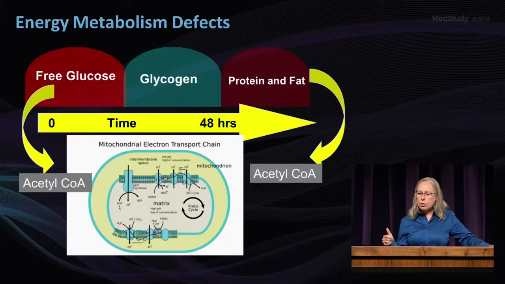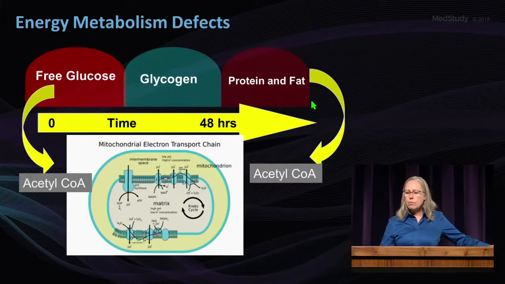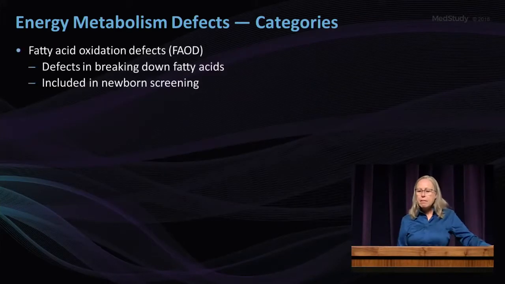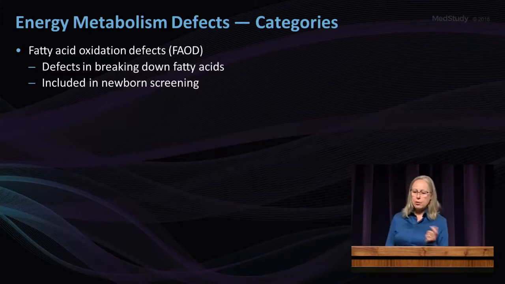Problems with glucose, glycogen, proteins and fats in our mitochondria. So our long-term fasts give us problems with proteins and fats. Glycogen has problems with short-term fasts. Mitochondria, I love my mitochondria, I hate mitochondrial diseases. They present like everything. All right, fatty acid oxidation defects occur with problems in breaking down your fatty acids.